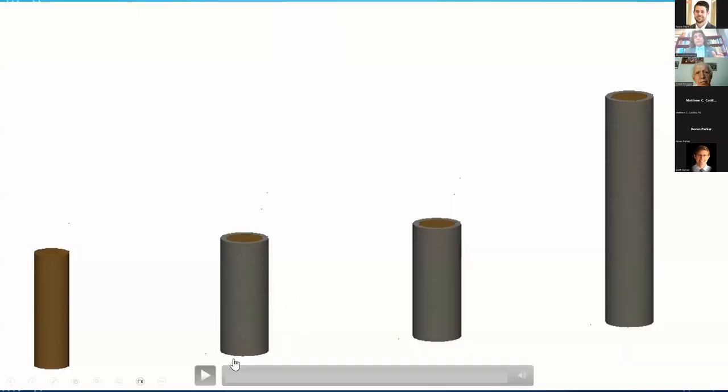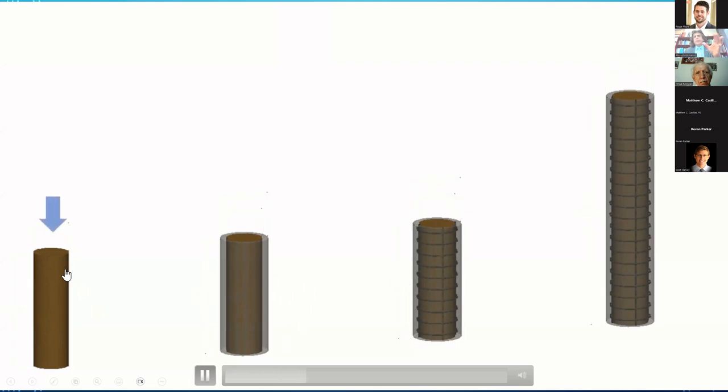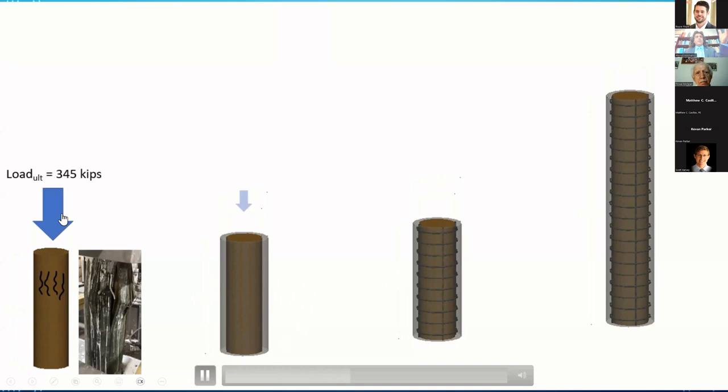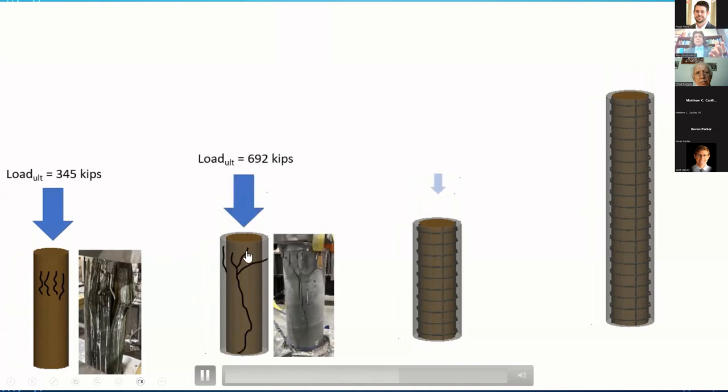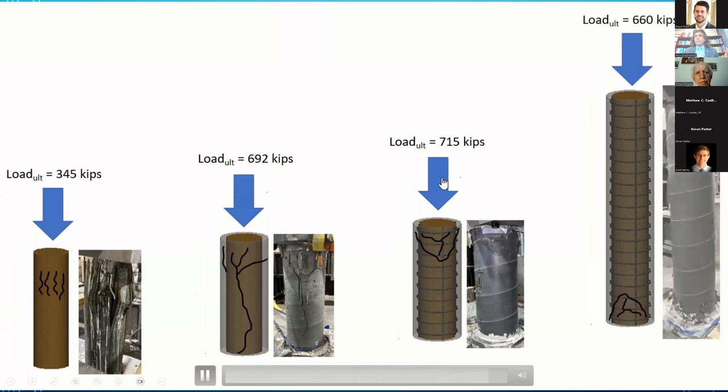Or we have, for example, developed techniques for timber piles. What we are doing now is much more involved than this. But for example, the timber pile that has a 345 kips capacity, we wrap it with a thin layer of UHPC, and then all of a sudden we go to 600, 700 kips capacity, if you add a little bit of steel in there too. So we've got these kinds of tools.